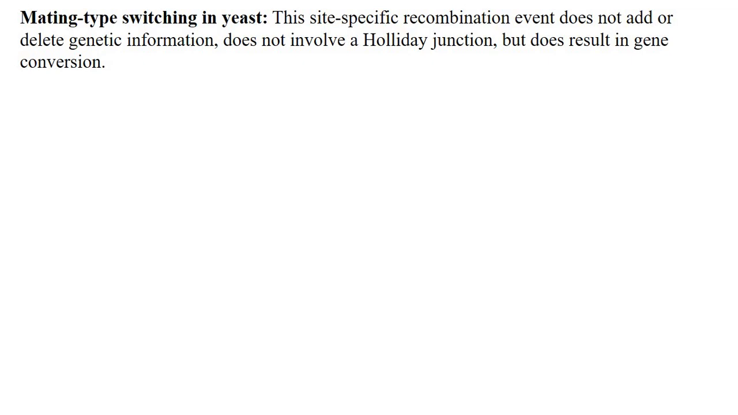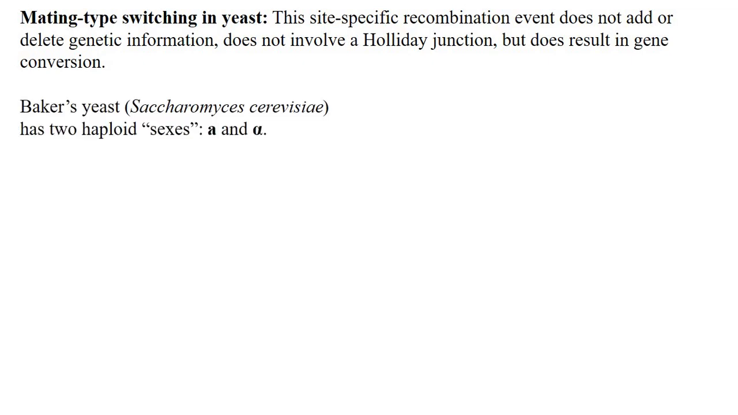Mating type switching in yeast is another example of site-specific recombination. Although this event neither adds any new genetic information nor deletes any genetic information, and doesn't involve any Holliday junction, what it does is result in gene conversion. And we have talked about this quite a bit in the class already.